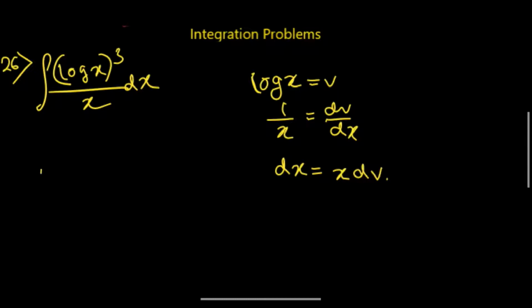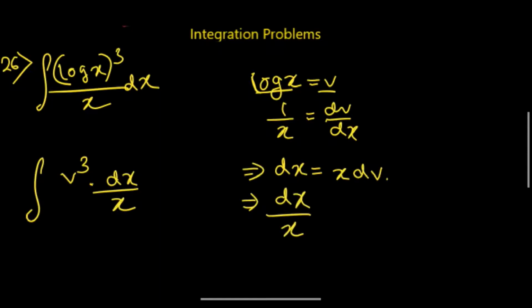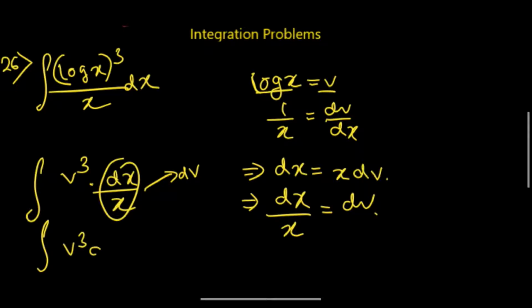So if you substitute v in place of log x in the question, it becomes v cube, and we are left with what? dx by x. On performing another step here, dx by x gives dv, so we can write this term as dv. So integration of v cube dv results in v to the power 4 by 4 plus c. This is the answer.